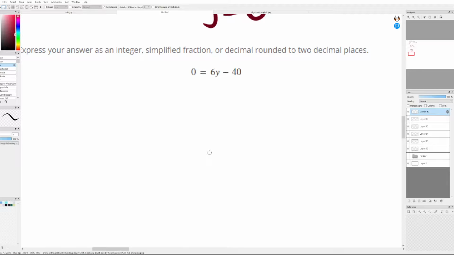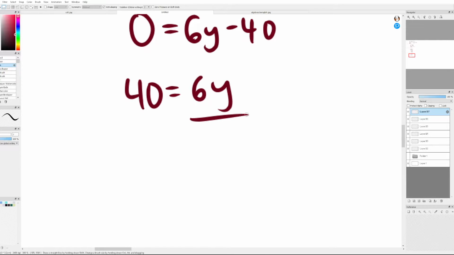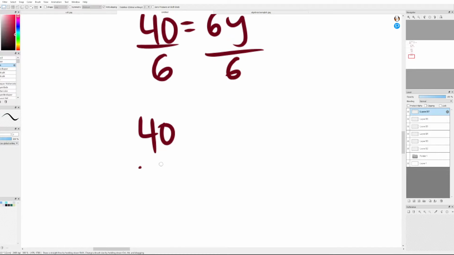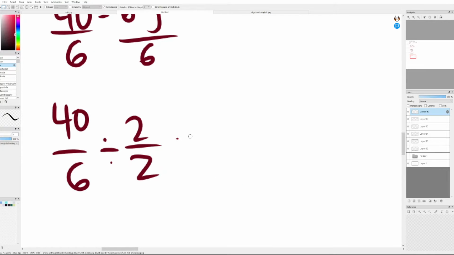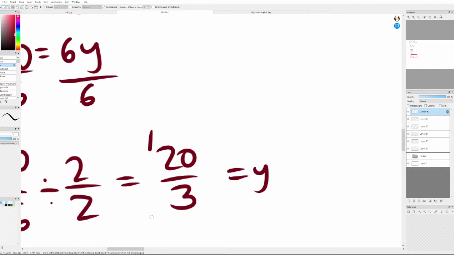This one is our last one. We have 0 is equal to 6y minus 40. We can add 40 to both sides. So 40 is equal to 6y because we want to get rid of 40. And then divide by 6. And that's not going to give us a really easy answer. So we have 40 divided by 6. We want to find terms that will fit into both. They're both even, so we can divide both sides by 2, which will give us 20 over 3. And that's as far as simplified as it can go. So 20 over 3 is equal to y.